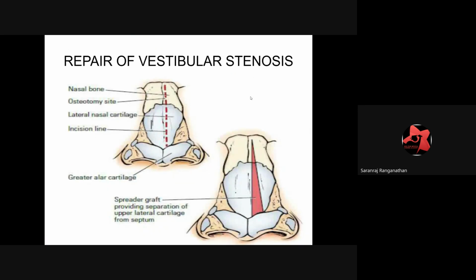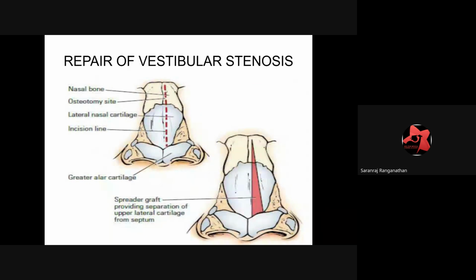So next one, repair of the vestibular stenosis they have given here. Some patients have a bone in between, and the arrangement of that bone is not correct. If it is a narrow space there, the physician will adjust the space of the bone. Okay, so in that scenario, they will use this graft method.